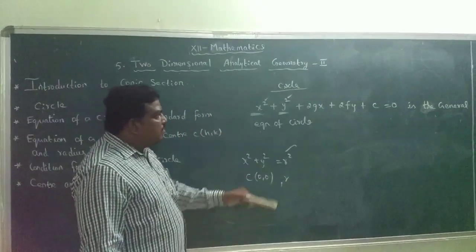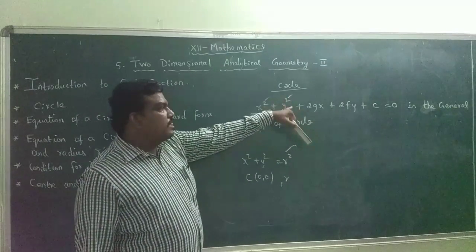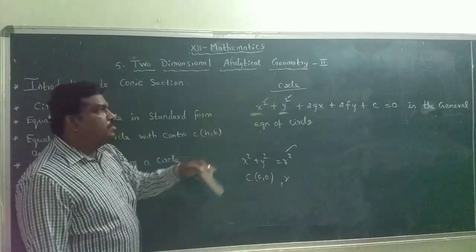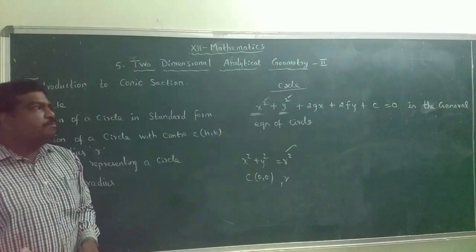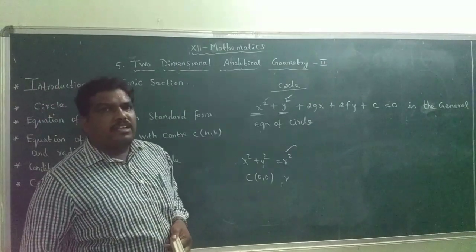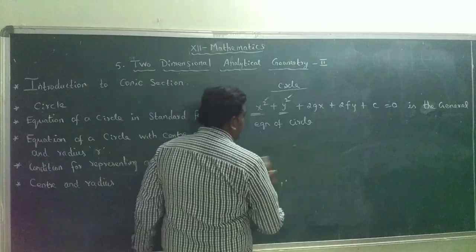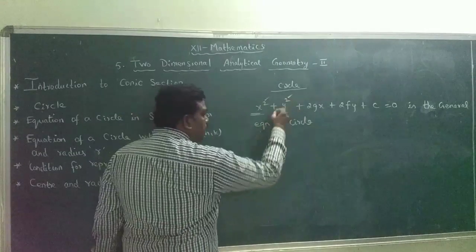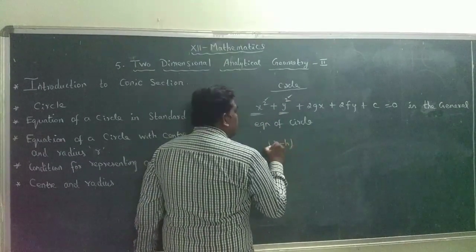If it is a general form, how can I get the center and radius? இந்த மாதிரி equation கொடுத்து center and radius எப்படி கண்டுபிடிக்கிறது? அதுக்கு formula என்ன? அதை இப்ப derive பண்ண போறோம். நான் என்ன பண்ண போறேன்? இத இந்த structure-க்கு convert பண்ணணும்.